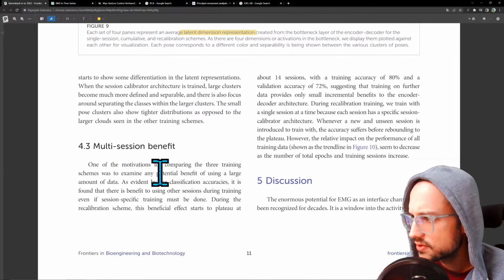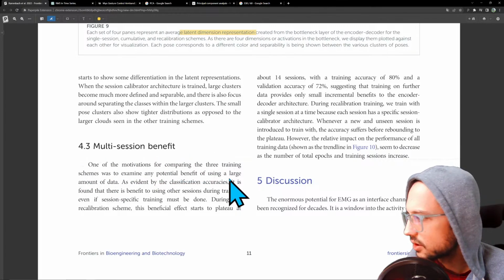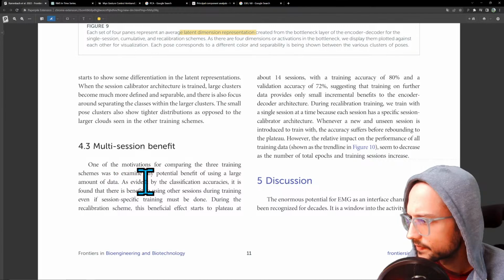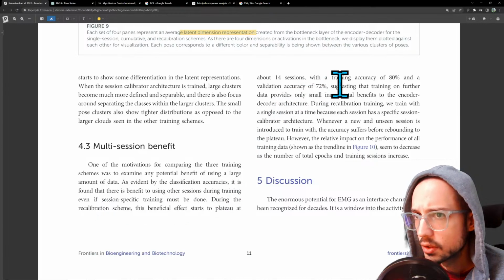One of the motivations for comparing the 3 training schemes was to examine any potential benefit of using large amounts of data. It is found that there's benefit to using other sessions during training. Okay, suggesting that training on further data only provides small incremental benefits. During recalibration training, we trained with a single session.